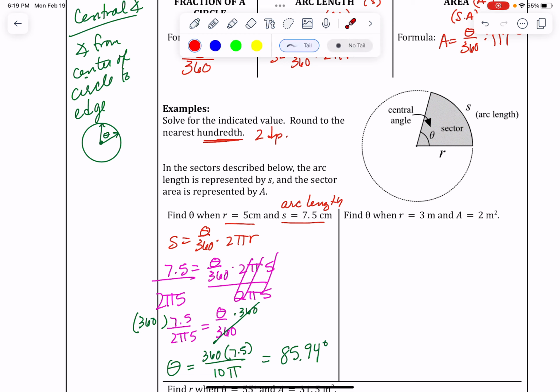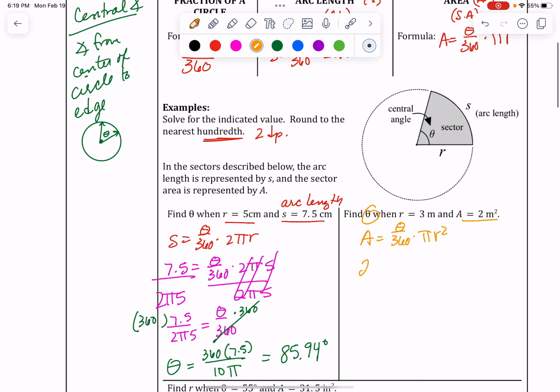So it's the same formula we used for arc length. We're looking for the angle this time instead of just plugging it in to get the surface area. This time I give you the area, and I'm looking for theta. So area is theta over 360 times pi r squared. 2 equals theta over 360 times pi 3 squared.